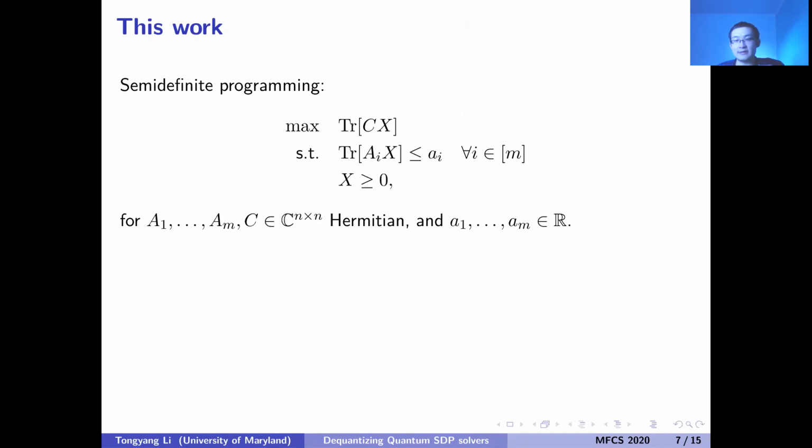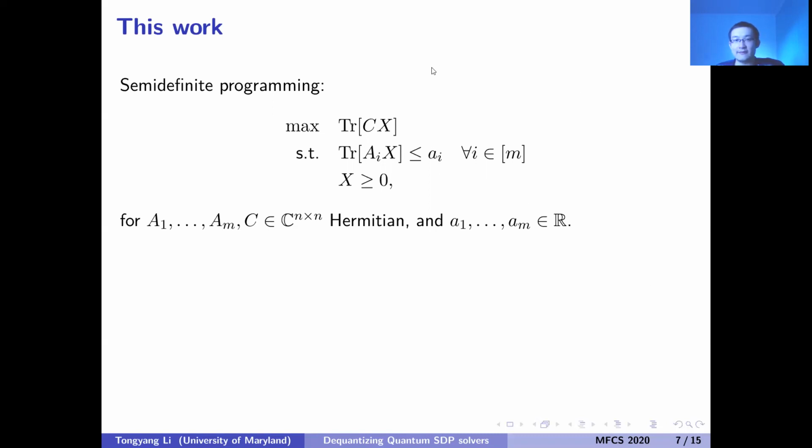So in this work, we basically consider such sampling query access, and we want to apply it to solve semi-definite programs. Semi-definite programs have been a central topic both in classical and quantum theoretical computer science. And in particular, today we talk about such a kind of problem.